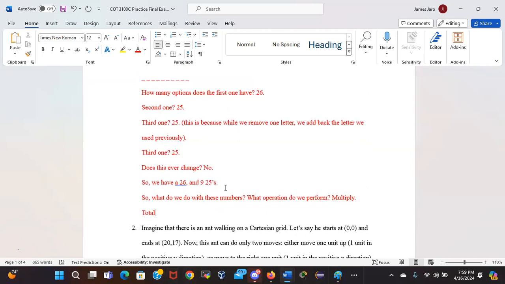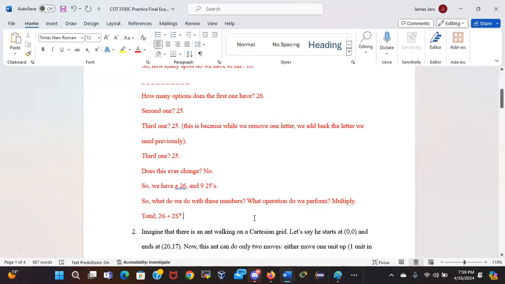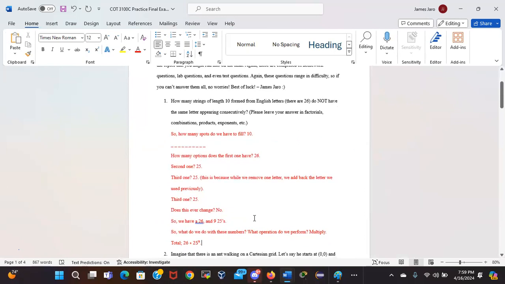So our total is just literally 26 times 25 to the 9. That is how many strings we can make. This is what we want. Any questions on how I made this thing here?